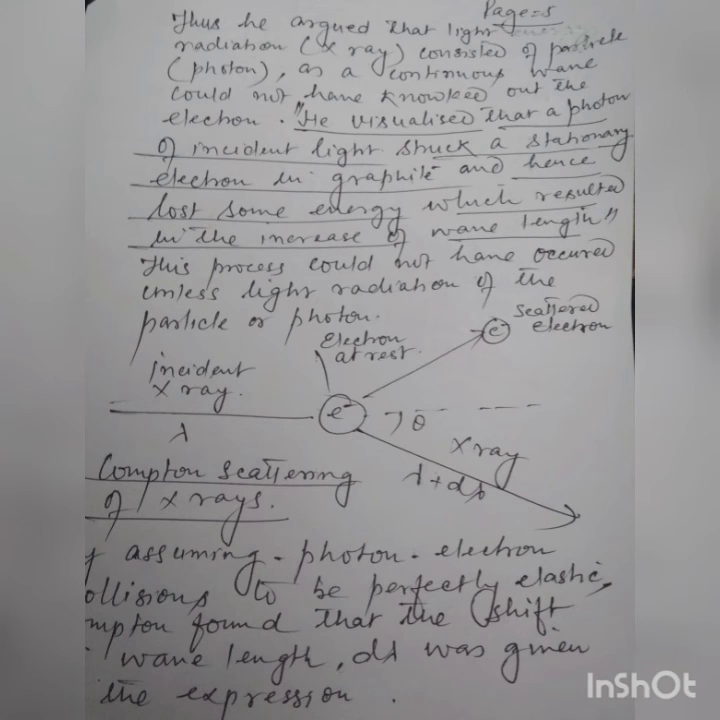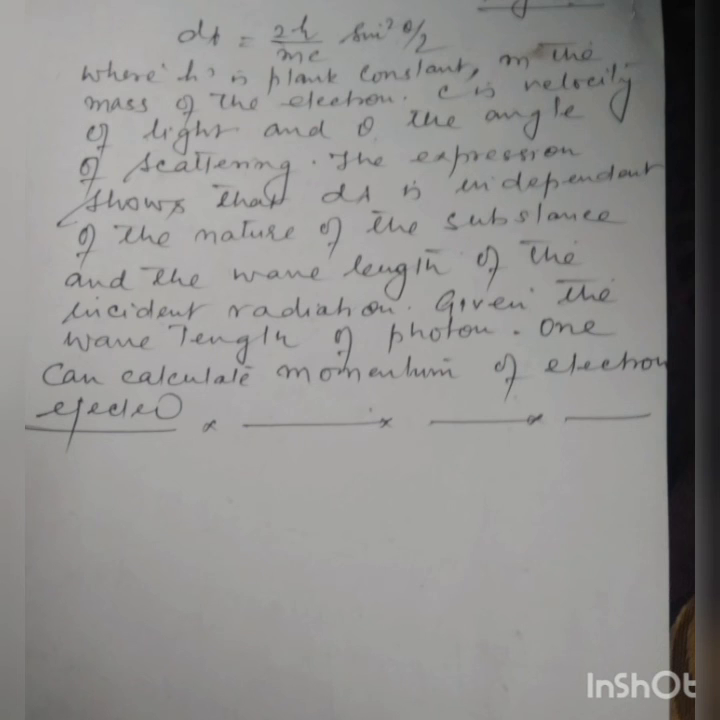By assuming photon-electron collisions to be perfectly elastic, Compton found that the shift in wavelength, dλ, was given by the expression. On page number 5. On page number 6, dλ = (2h/mc) sin²(θ/2), where h is the Planck constant, m is the mass of the electron, c is the velocity of light, and θ is the angle of scattering.